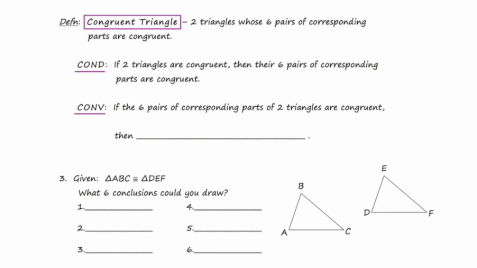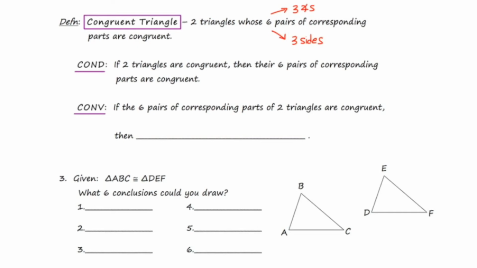Okay, the next definition that we come upon is that for congruent triangles. Two triangles are congruent if their 6 pairs of corresponding parts are congruent. And when I refer to the 6 pairs of corresponding parts, I'm referring to the 3 angles that make up a triangle and the 3 sides.